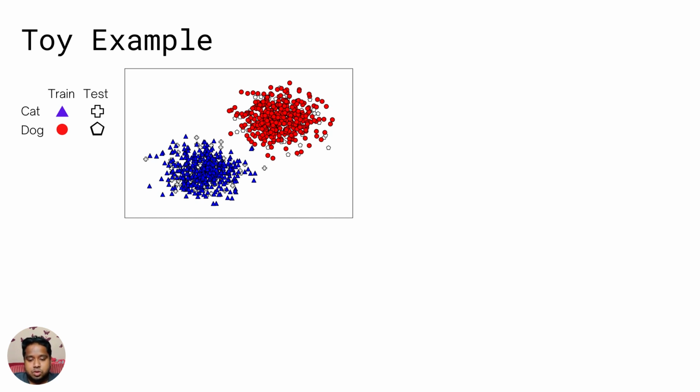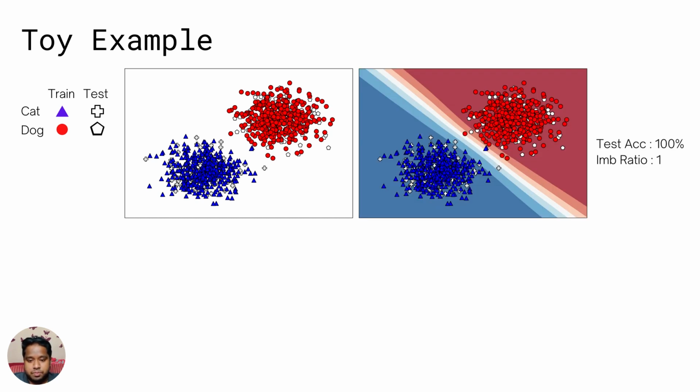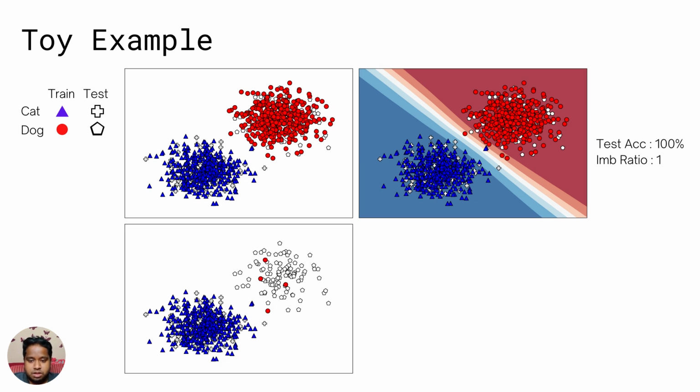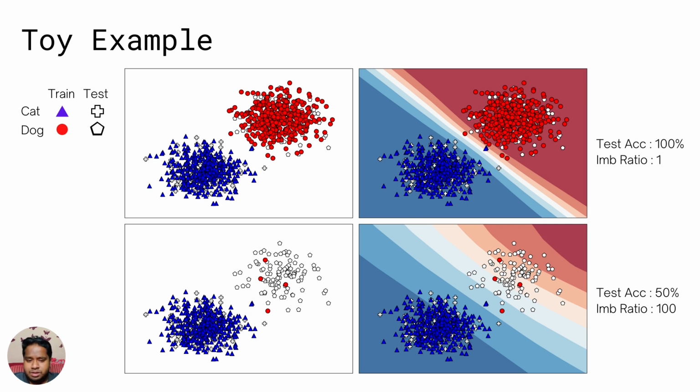Let's take the same example of cats versus dogs. Say there are equal numbers of data points for both the classes. When we train an MLP using it, the decision boundary looks something like this, and the test accuracy is 100%. Note that this is a toy dataset, which is the reason for the perfect score. Let's randomly remove data points from the dog class now and make the imbalance ratio equal to 100. Then retrain the model based on it. When we look at the decision boundary, it is clear that the network is struggling to recognize dogs correctly. Despite this being a toy dataset, the test accuracy plummets to 50%.